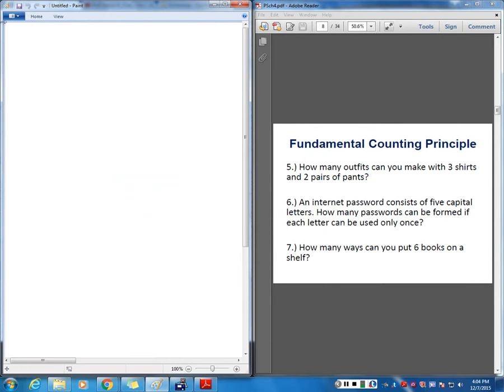Here's how to find out using the fundamental counting principle. Some people call it the slot method because I'm going to draw slots. 1 for shirts and 1 for pants. All right, I have 3 shirts and I have 2 pants. Multiply those together. 2 times 3 is 6. So you have 6 outfits. And that's the answer.